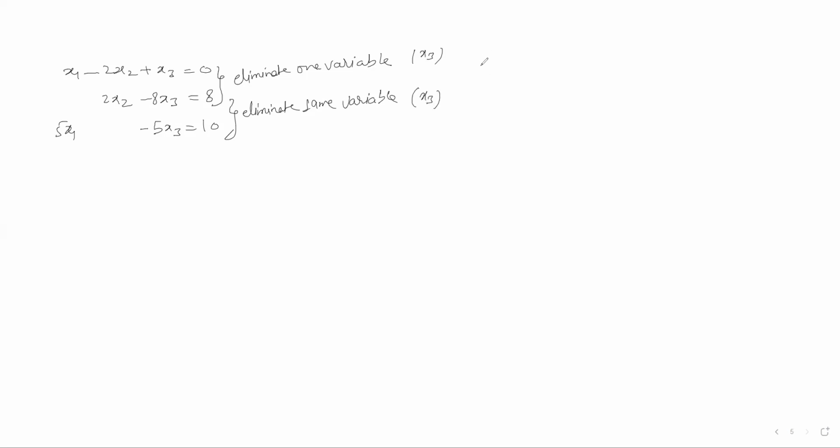So what will happen after eliminating x3? You will have an equation with variables x1 and x2. Similarly, here you will have an equation with variables x1 and x2. Now you will have equations with two variables, and you can solve either using substitution or you can eliminate.